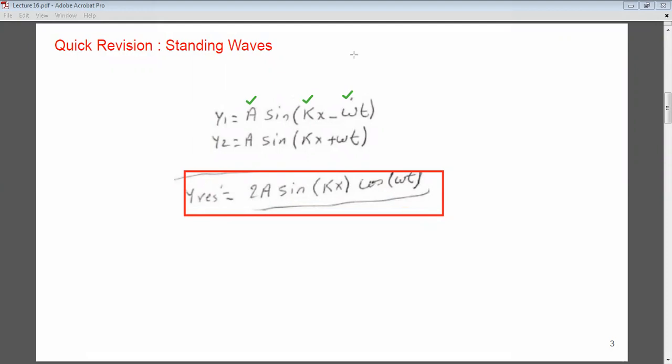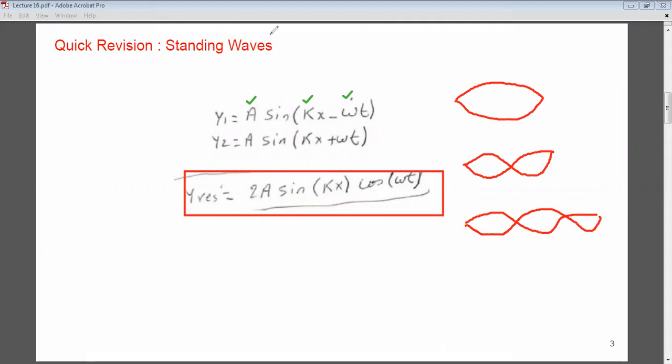So we will see things like this. I hope I can draw it properly. We will see something like this, as if it's not moving, or something like this, as if it's not moving. We can draw many of these. We call them loops.